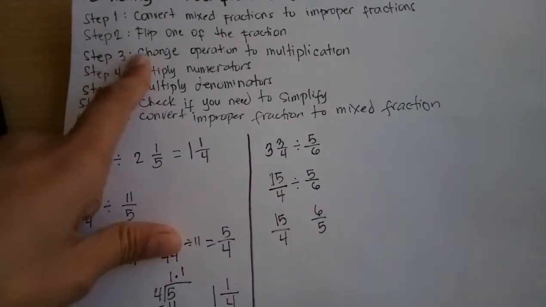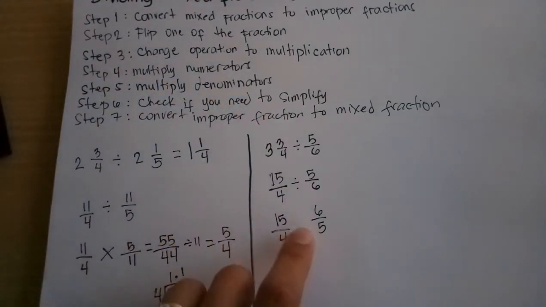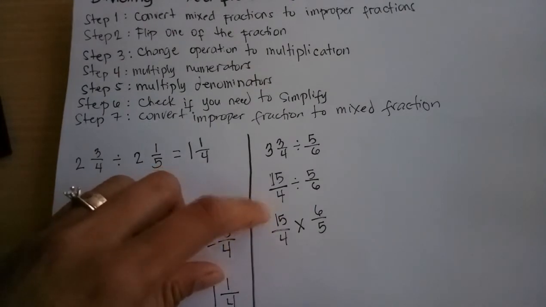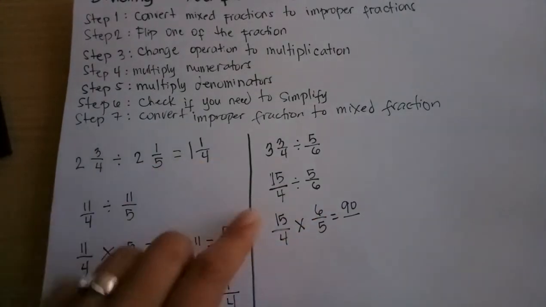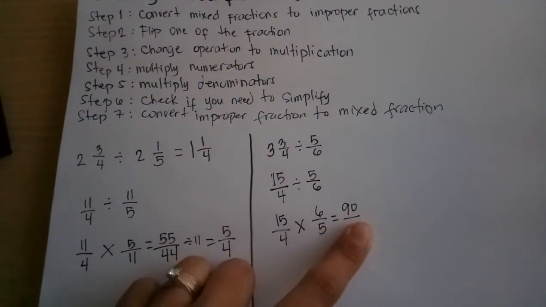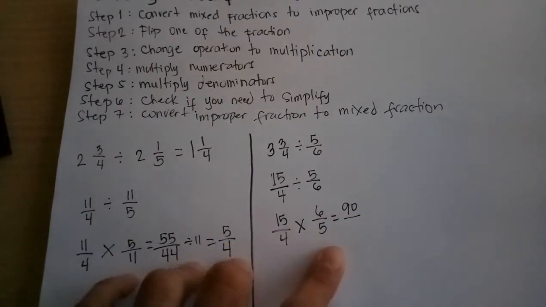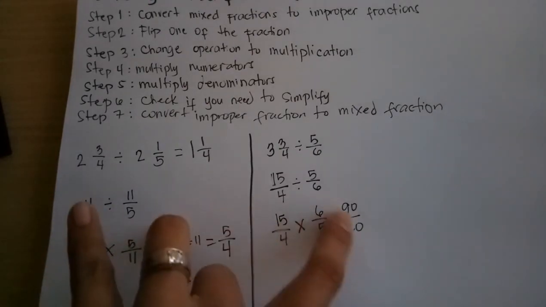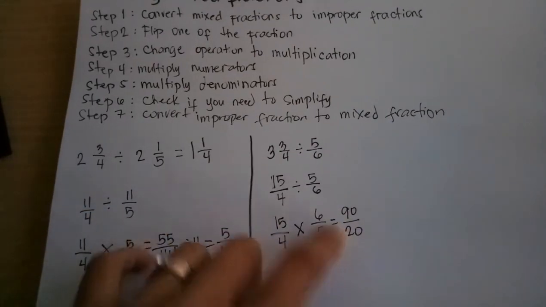Next step is to change the operation to times. So I'm going to write here. Then we multiply the numerators. 15 times 6 equals 90. Now, next, we multiply the denominators. 4 times 5 equals 20. Now we have the answer 90 over 20.